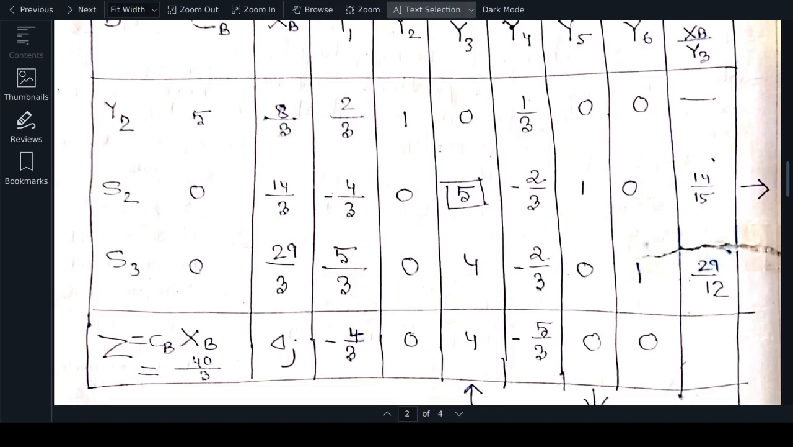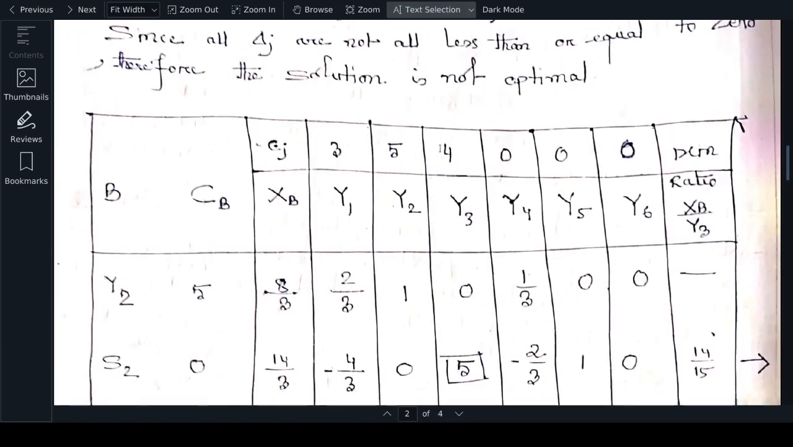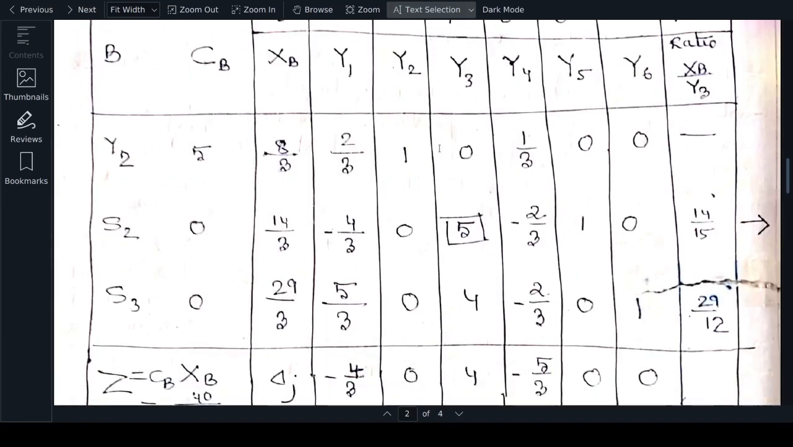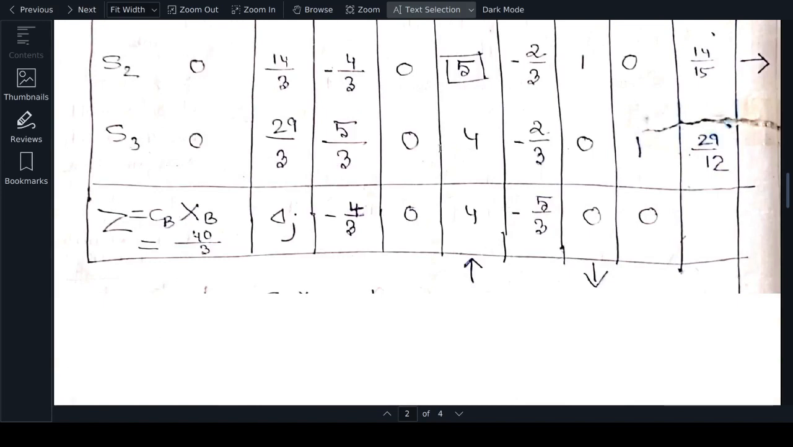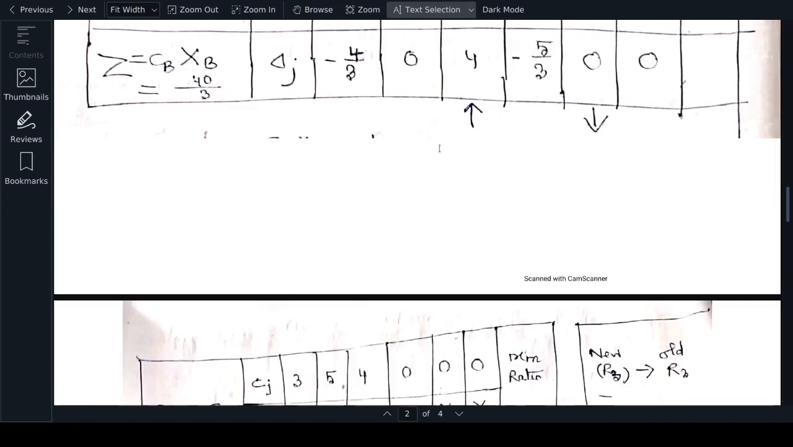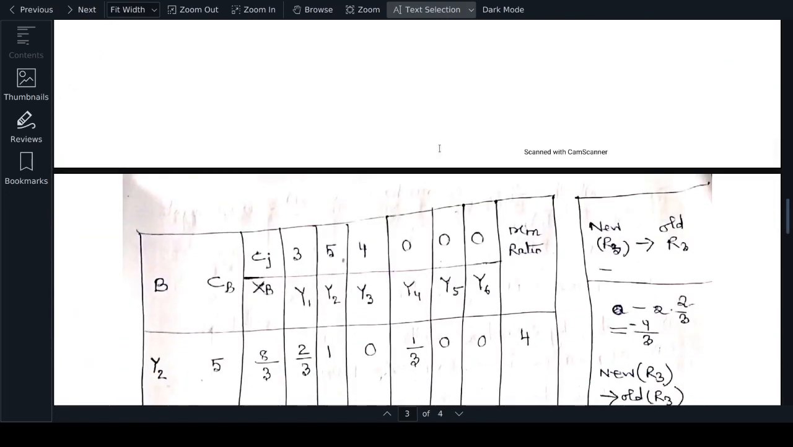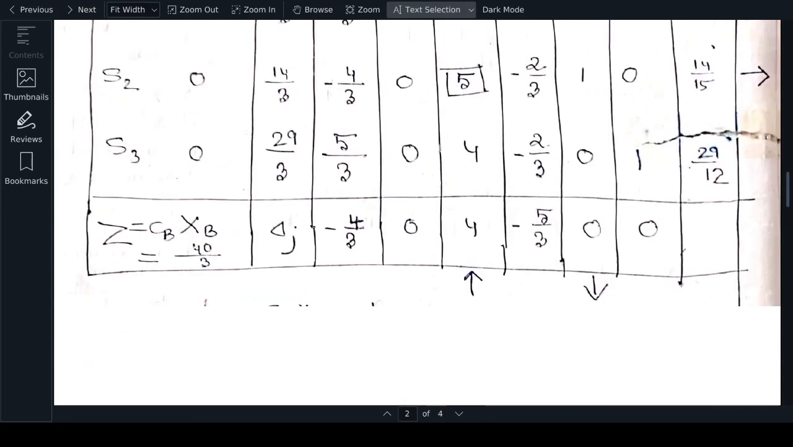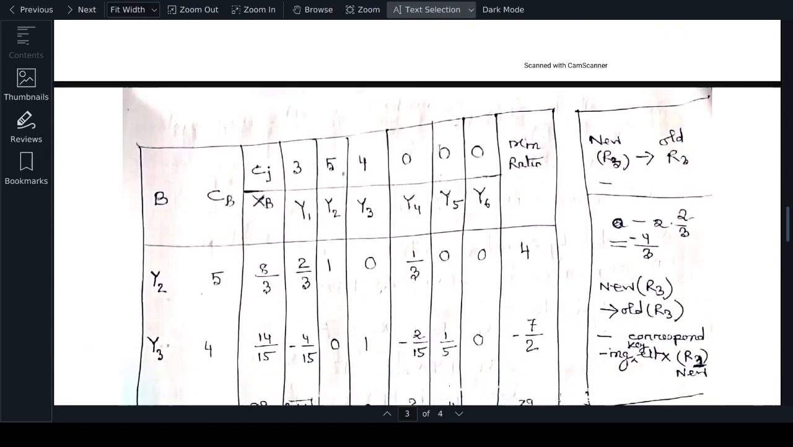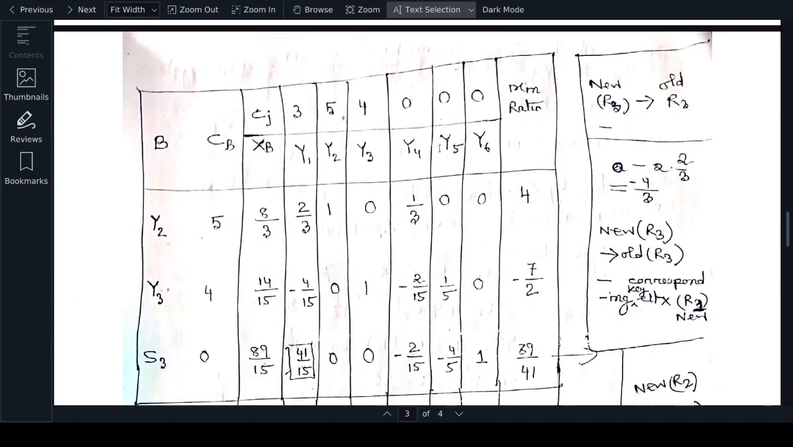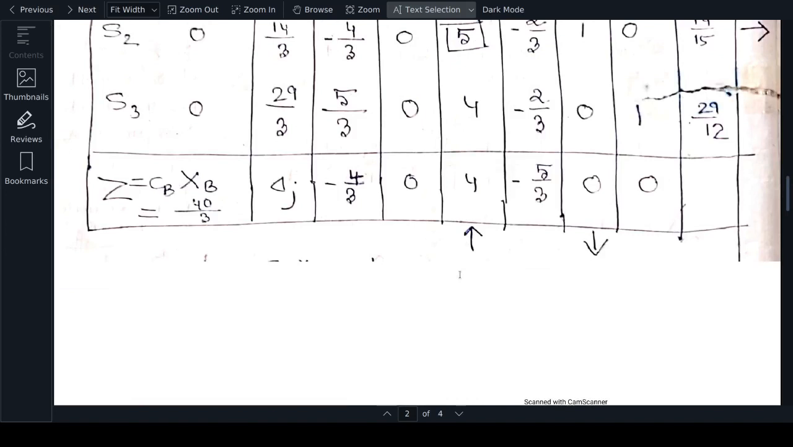So what will the third row be? How to calculate the third row in this new table? What will the first element be like? Ishita, are you present or not? Yes, sir. So for the third row, how to calculate the first element?